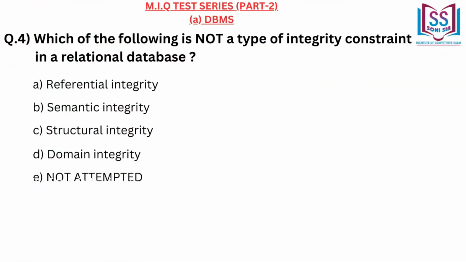Which of the following is not a type of integrity constraint in a relational database? A. Referential integrity. B. Semantic integrity. C. Structural integrity. D. Domain integrity.